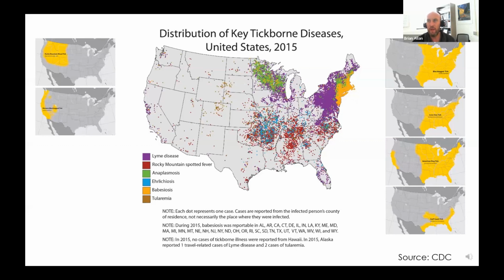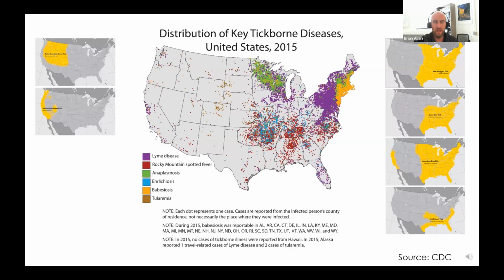So I like to start off by presenting distributions of tick species and their associated diseases in the US, because while certain ticks and certain pathogens receive a lot of attention, there's actually a lot more going on. So I'm showing in this map here the distribution of tick-borne disease cases in humans reported to the Centers for Disease Control and Prevention in 2015. And you can see a couple things that emerge from this. One is that the eastern half of the US has a very high prevalence of tick-borne disease in humans. But even within the eastern US, there are different clusters of different tick-borne diseases.